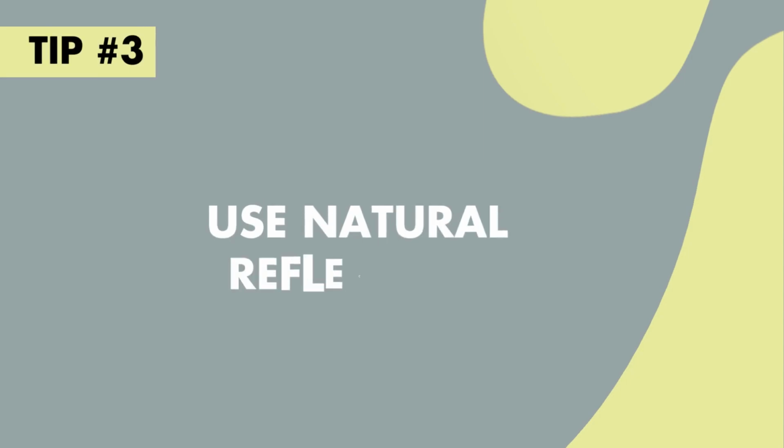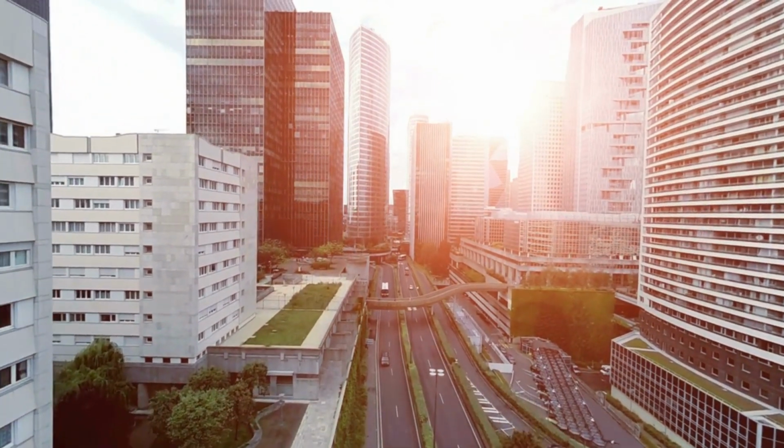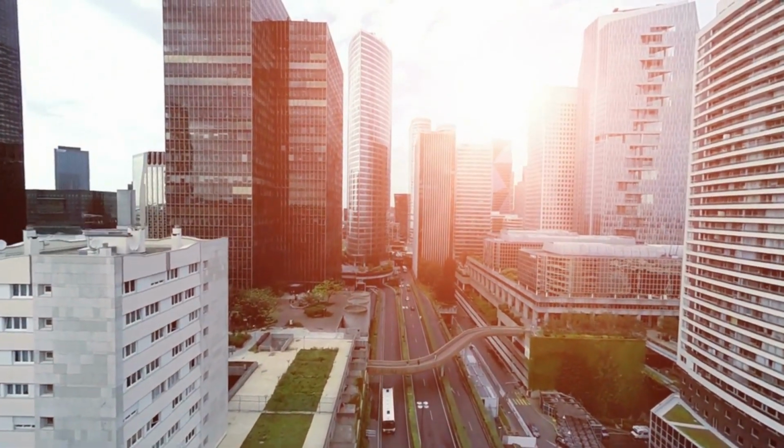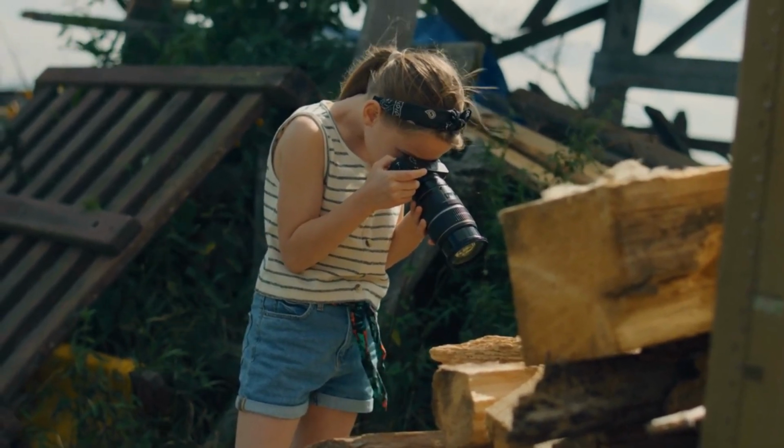Tip number 3. Use natural reflectors. Natural reflectors such as buildings, trees, and walls can help bounce light back onto your subject and create a more even and flattering light. Look for these natural reflectors when shooting outdoors and position your subject in a way that takes advantage of them.